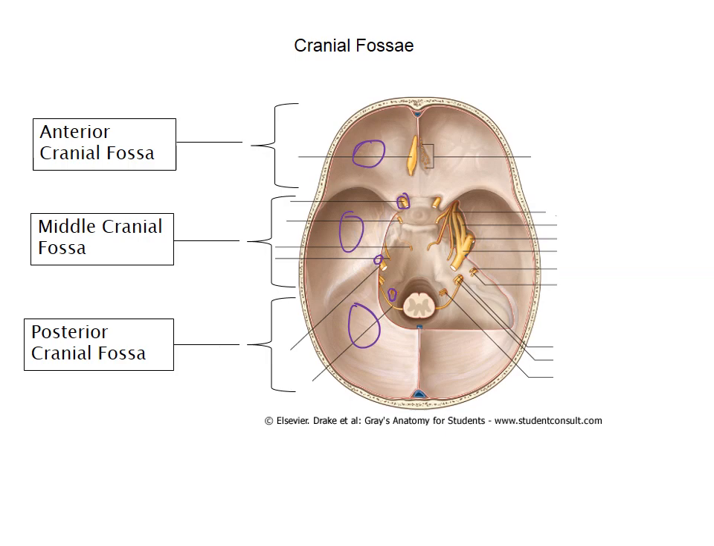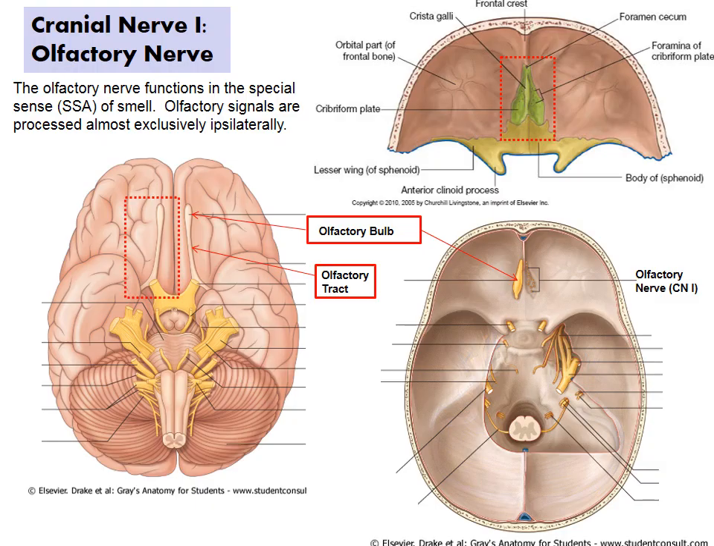Cranial nerve number 1 is the olfactory nerve. The olfactory tract exits out of the forebrain. Remember, it comes from the telencephalon. Here is the olfactory tract. The tract balloons out into what's called the olfactory bulb. And then the olfactory bulb, on the inferior surface, so facing us, would have these little wispy hairs called the olfactory nerves, which descend down through the foramina of the cribriform plate.